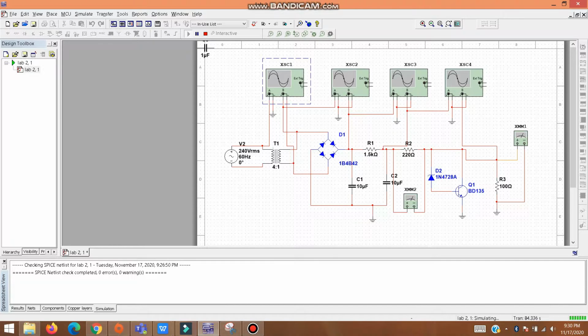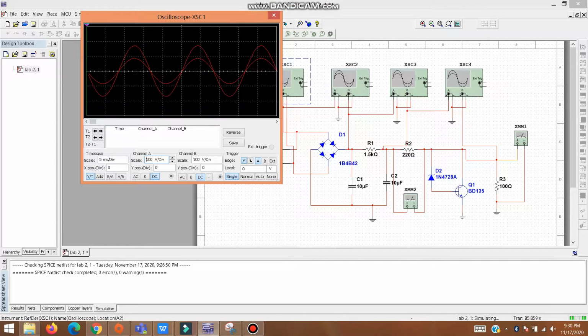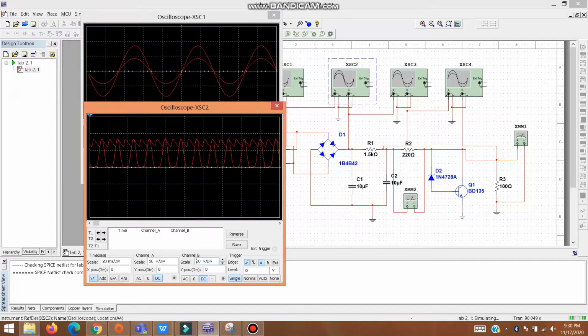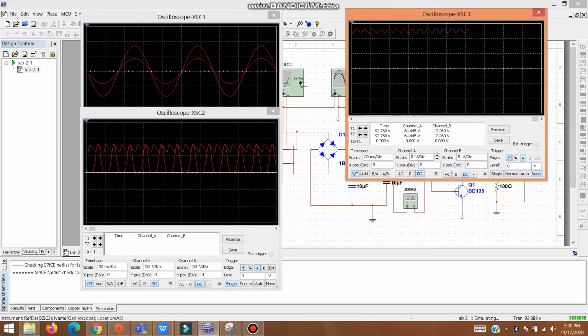So from the transformer wave, we can see this signal is the AC signal, which has a negative and positive wave. So to make it DC, we use a rectifier to make sure all the negative signal becomes positive like this. And we use a filter to make it smoother, like this.